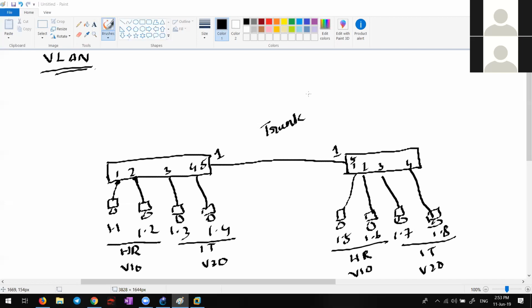In an IP phone connection, you might have seen how the connections will be there. I'm just giving you a real-time example. From the switch, a connection will come to the IP phone. Assume this is the IP phone. From the IP phone, they will connect it to the PC. This is how the connection will go.